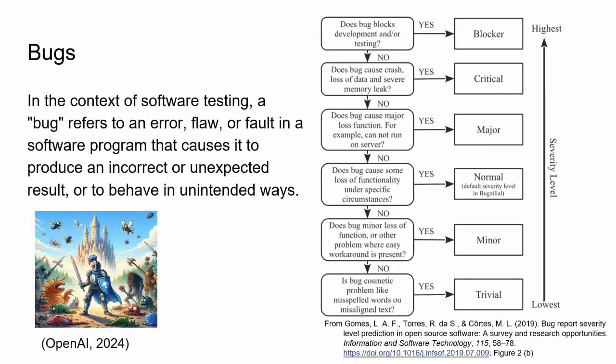In the context of software testing, a bug refers to an error, flaw, or fault in a software program that causes it to produce an incorrect or unexpected result or to behave in unintended ways. Anything deviating from what is required or expected from a software is a bug. The severity of a bug ranges, regarding the seriousness of the issue, from a blocker, meaning the application cannot be used anymore, to trivial, for example, indicating a minor visual flaw or spelling error.